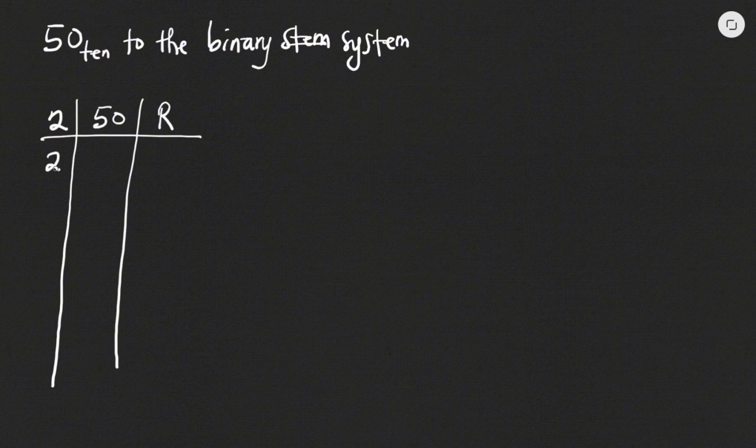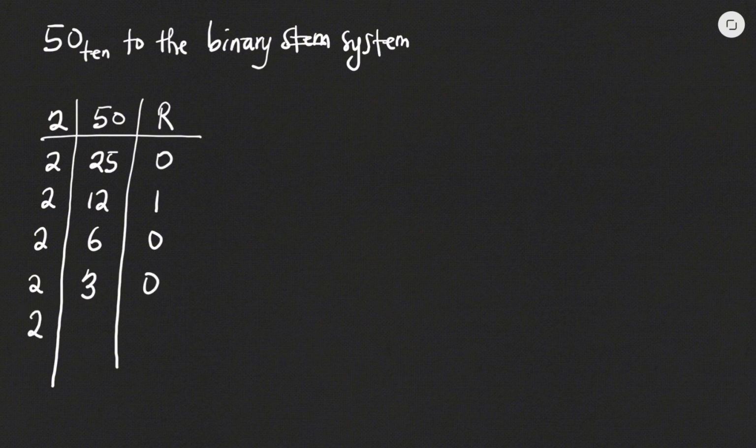So we ask ourselves, how many times will 2 go into 50? It will go there 25 times, which is 50 exactly. So the remainder is 0. So 2 will go into 25 12 times, which is 24. And so we are left with 1 over here. So now 2 will go into 12 how many times? 6 times, which is exactly 12. So we are left with 0. So 2 will go into 6 how many times? 3 times, which is exactly 6. So we are left with 0.